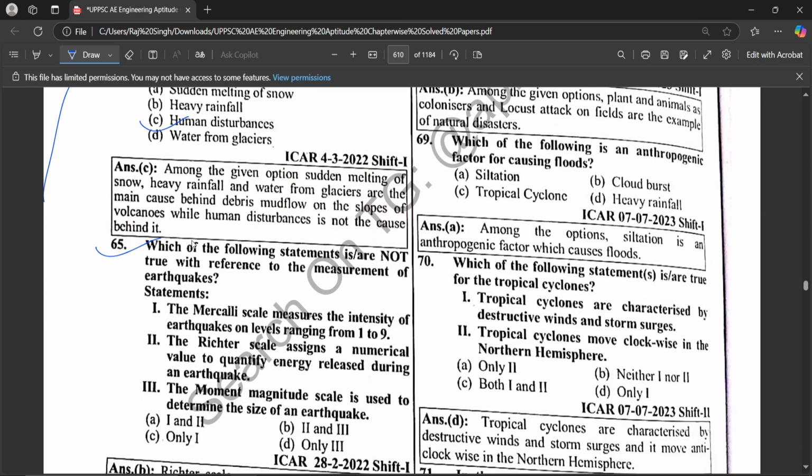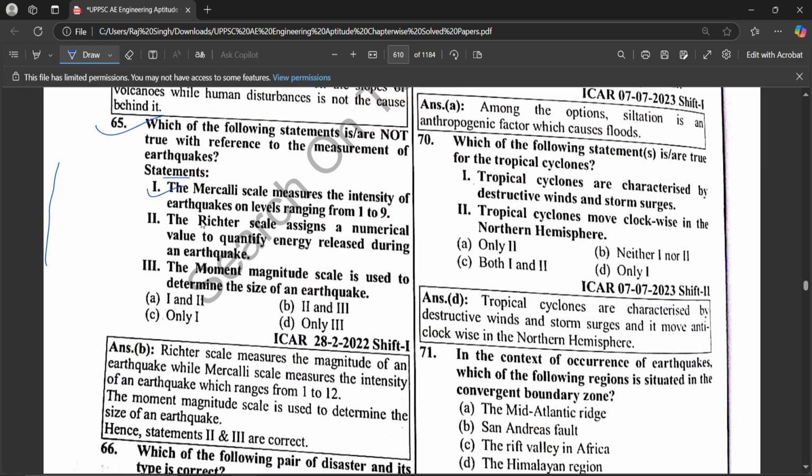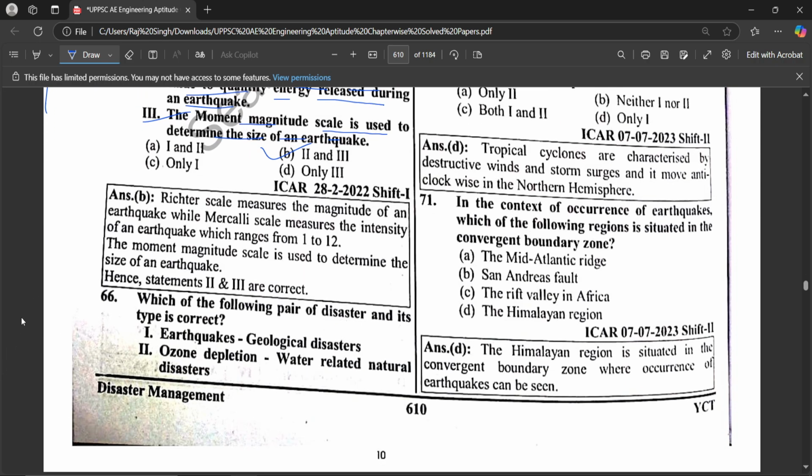Which of the following statements is not true with reference to measurement of earthquakes? The Mercalli scale measures the intensity of earthquake on a level ranging from 1 to 9. The Richter scale assigns a numerical value to identify energy released during an earthquake. The moment magnitude scale is used to determine the size of an earthquake. Hence, the second and third statements are correct.